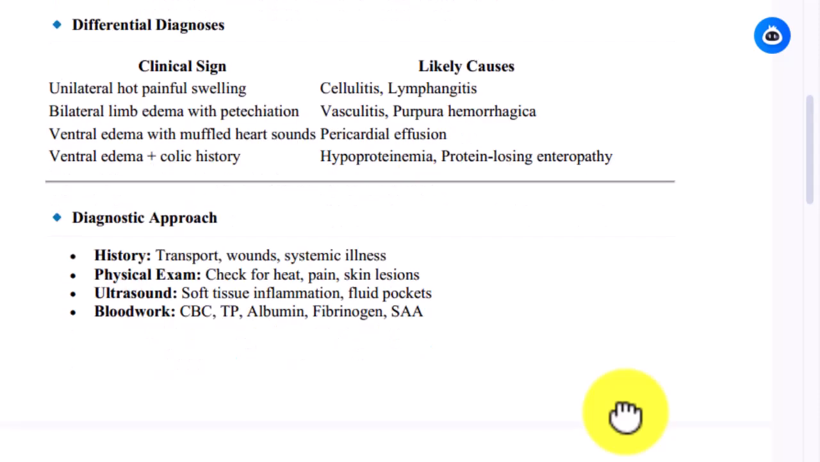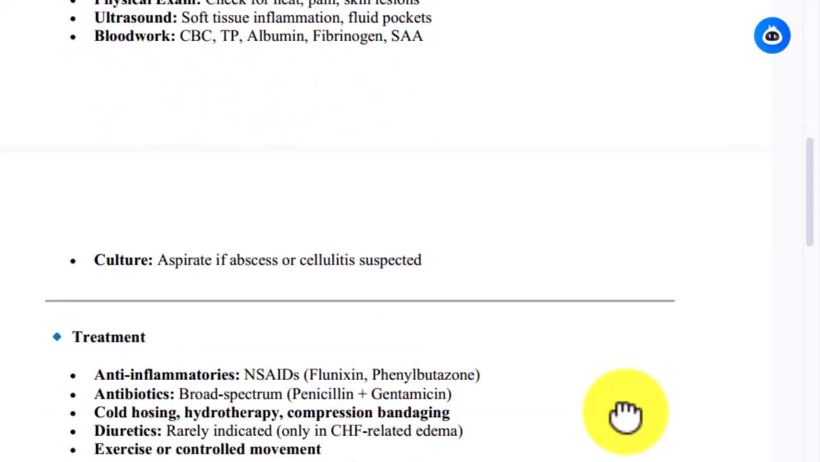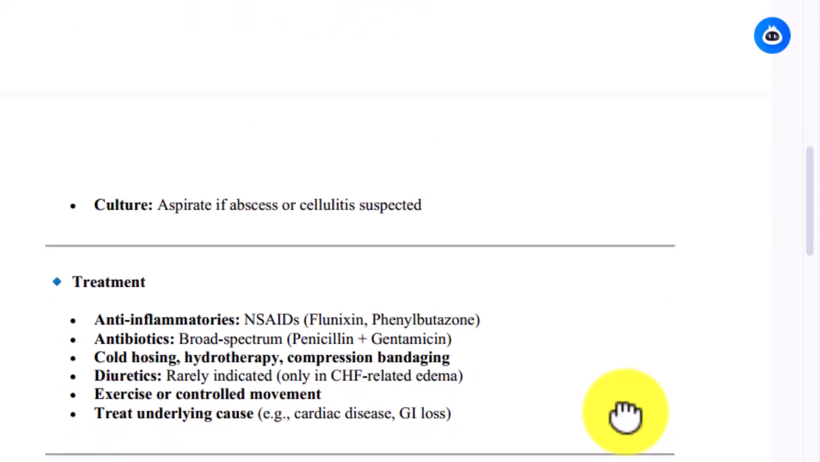enteropathy. Diagnostic approach: history, transport, wound, systemic illness; physical exam, check for heart, check for heat, pain, skin lesions; ultrasound, soft tissue inflammation, fluid pockets; blood work, CBC, TBA, albumin, fibrinogen, SAA; culture aspirate if abscess or cellulitis suspected.